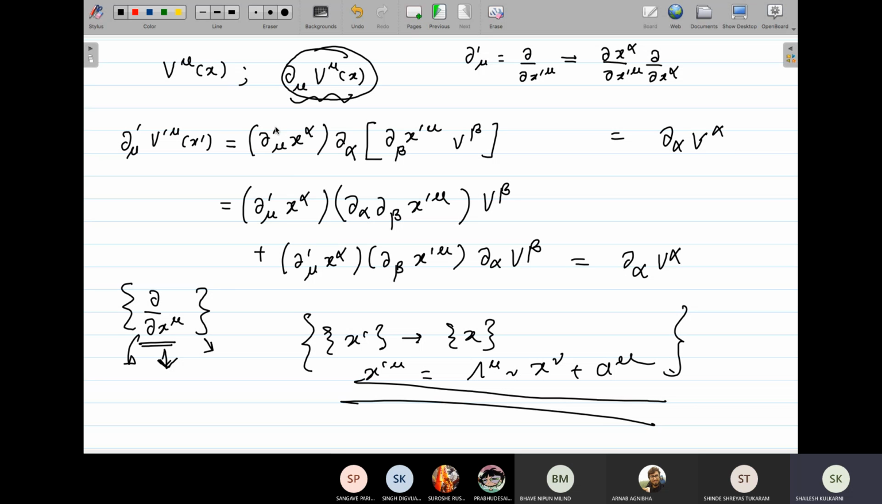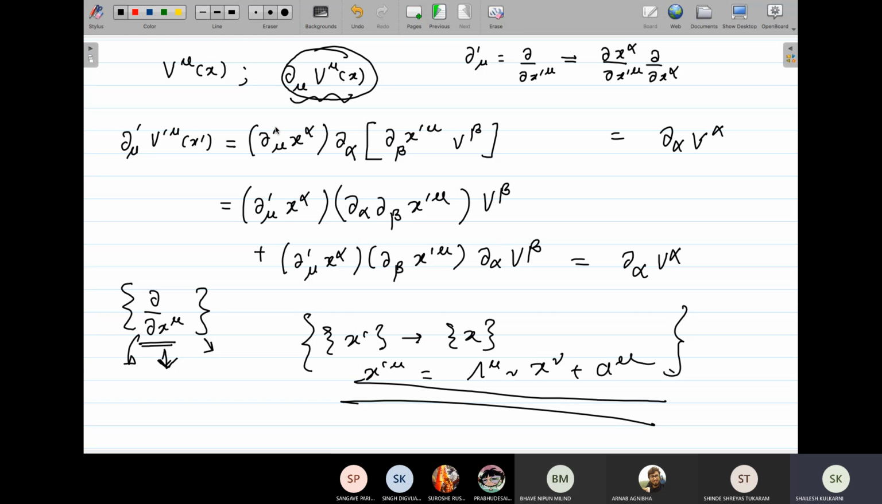I will stop discussing the properties of tensors right now. Again, I will come back to the properties of tensors. But before that, let me introduce the Lorentz transformations. We already know what Lorentz transformations are, so we'll just introduce them in our new notation.